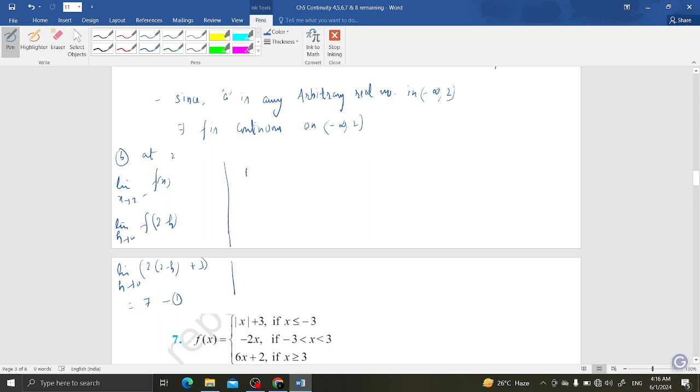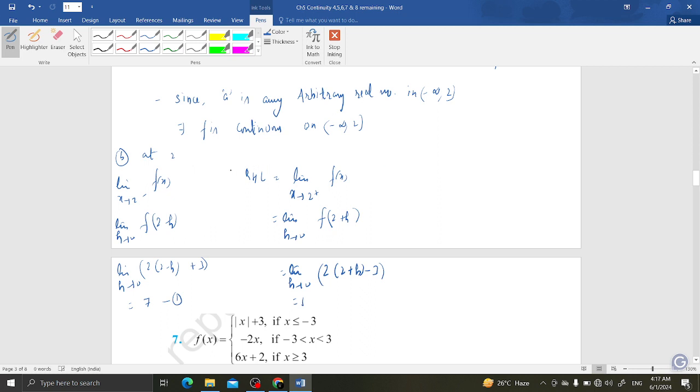Now we have RHL. Okay, what is our RHL? Limit x tends to 2 positive f of x, that is limit h tends to 0 f of 2 plus h. For this one we have the function limit h tends to 0 of 2 times (2 plus h) minus 3, and here we are getting 1.